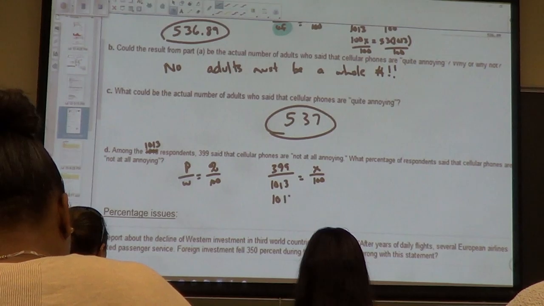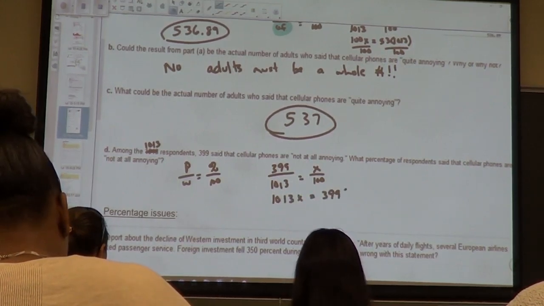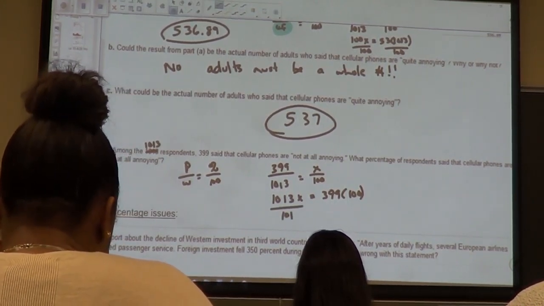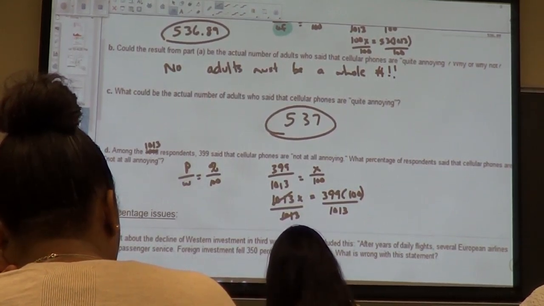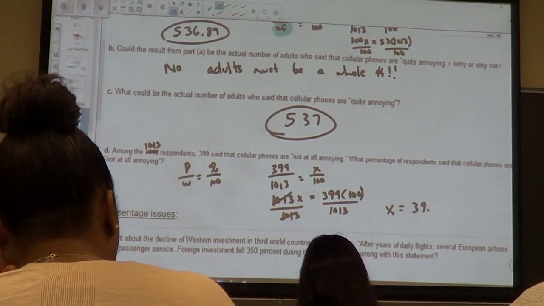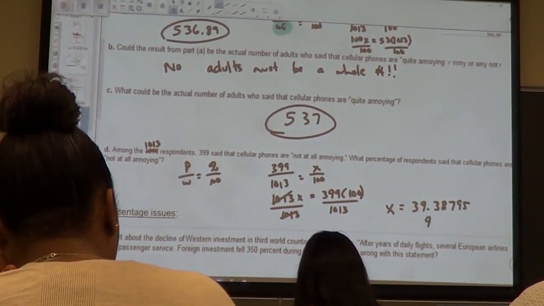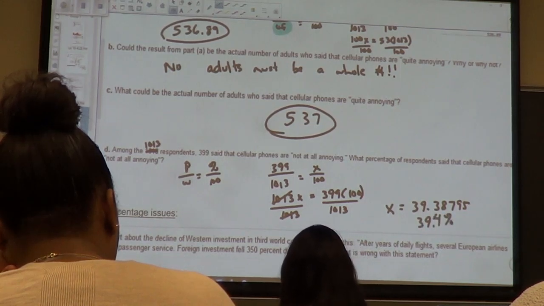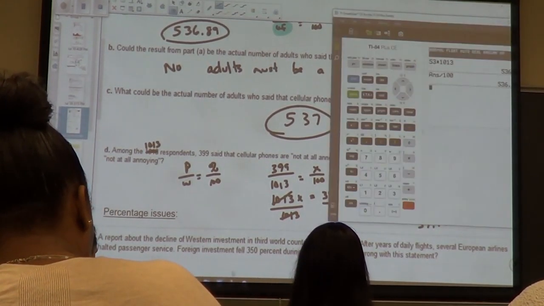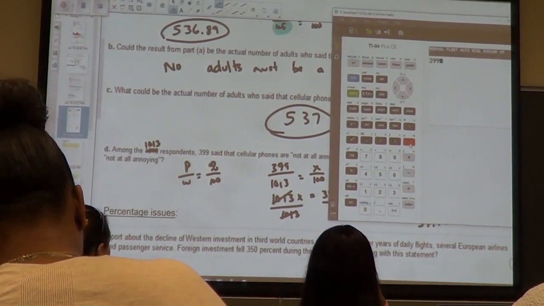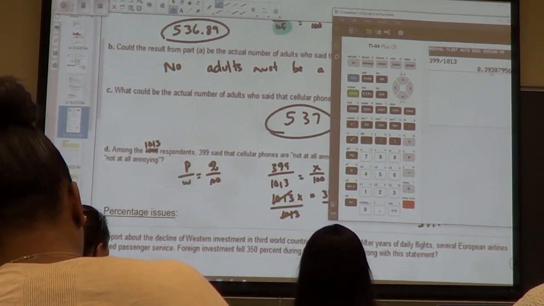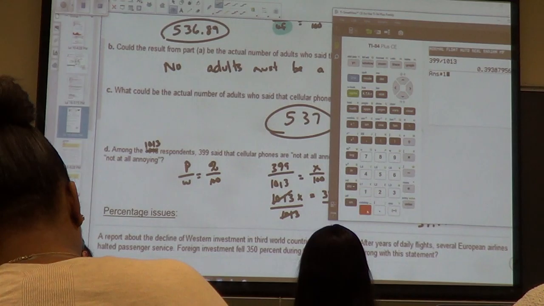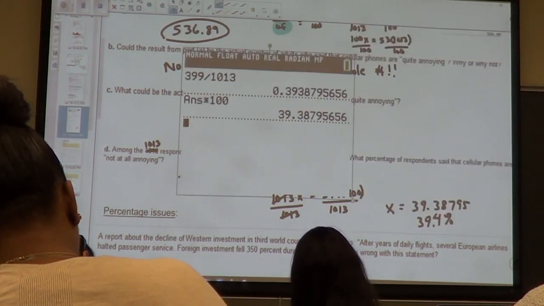So we cross multiply. 1013x is 399 times 100. And then we divide both sides by 1013. So 399 times 100 divided by 1013 ended up being 39.38795, or approximately 39.4. Some of y'all may have done the fraction to the decimal to the percentage. You would start out with 399 divided by 1013. That's your fraction turned into your decimal, and then you would move the decimal point, which is the same thing as multiplying by 100. You would have gotten the same thing.